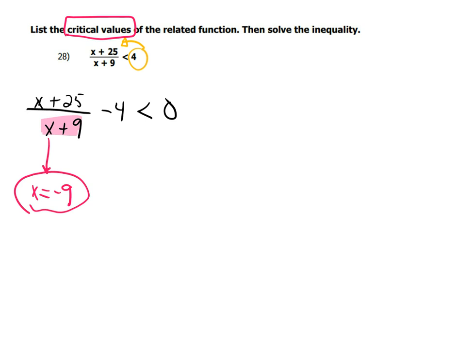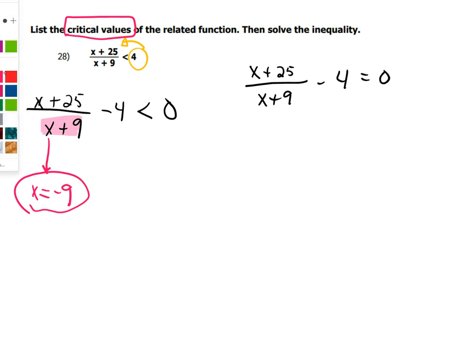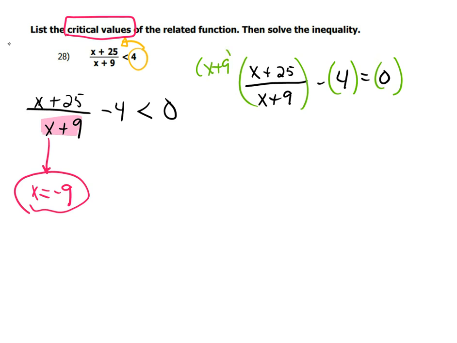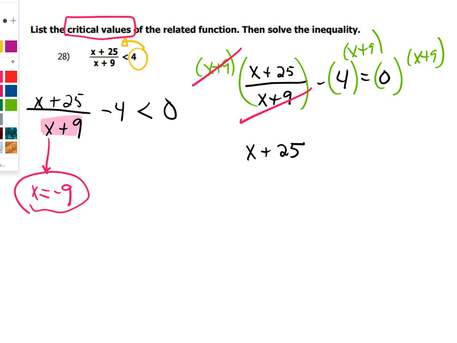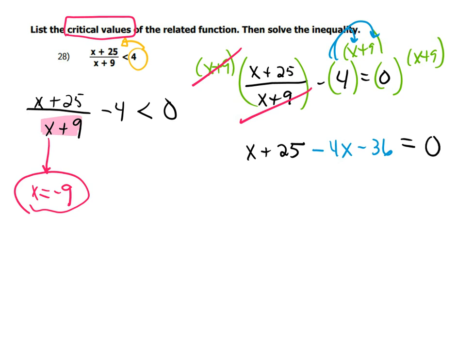So let me rewrite it over here. I'm going to take this and set it equal to 0. And then I need to get rid of the fractions, so I'm going to multiply everything by x plus 9. Of course, the x plus 9 cancels on the first one, so you'll just be left with the x plus 25. On the next one, I have to distribute the -4 to the x plus 9, so that's minus 4x minus 36. And on the other side, 0 times anything is just 0.